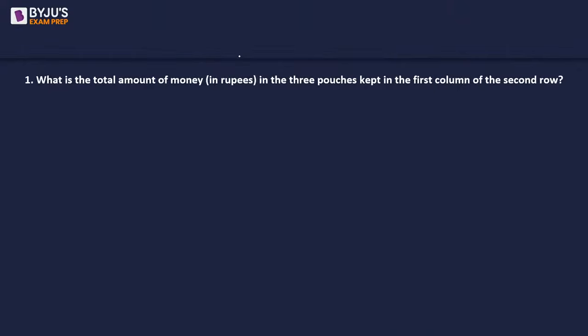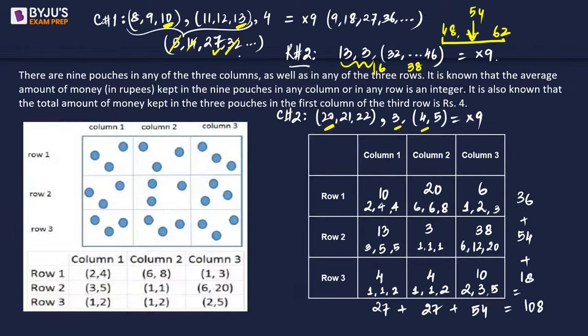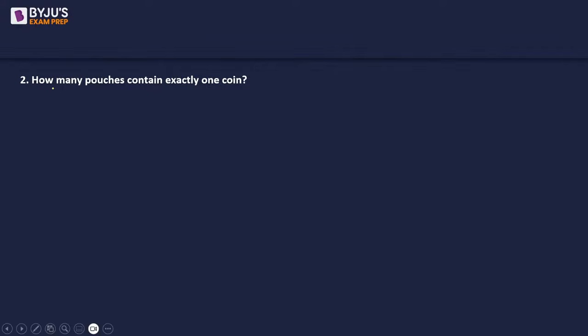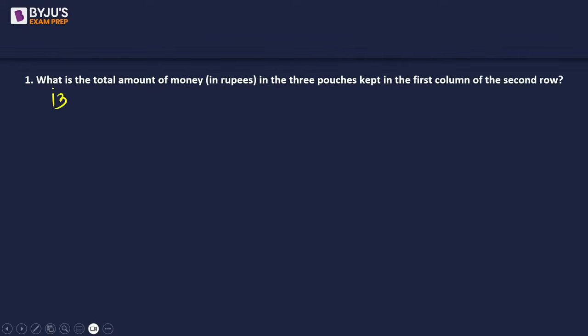Okay, so the first question is, what is the total amount of money in the 3 pouches kept in the first column of the second row? First column of the second row is 13, right? How many pouches contain exactly 1 coin?